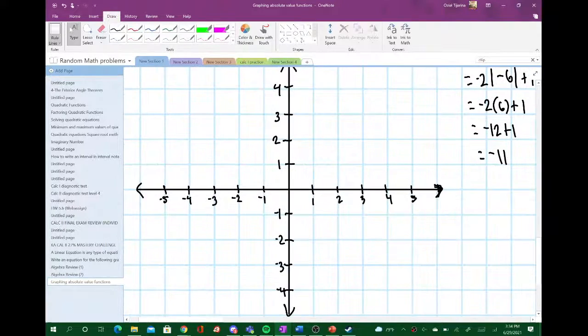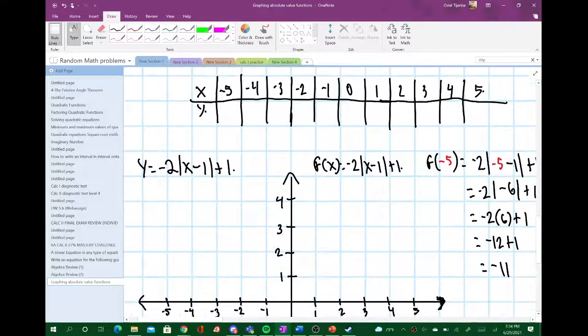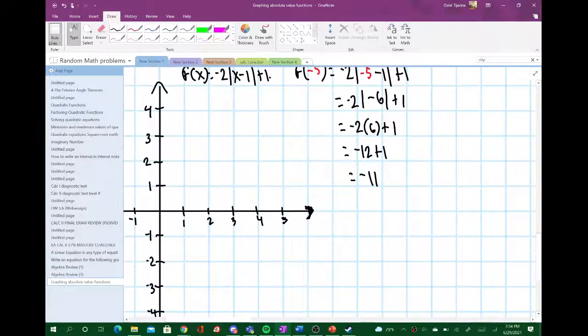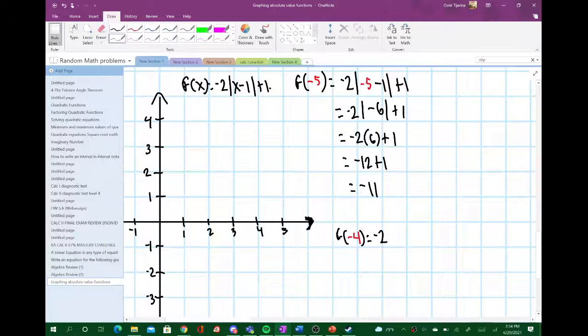So obviously it goes off the grid, but we can still put it in the table. Now what if we do -4? If we do -4, so f of -4, and do the same thing, we can say this is -2, and then right here, so again, I just want to label that right here is our function so that you guys can see what I'm doing.